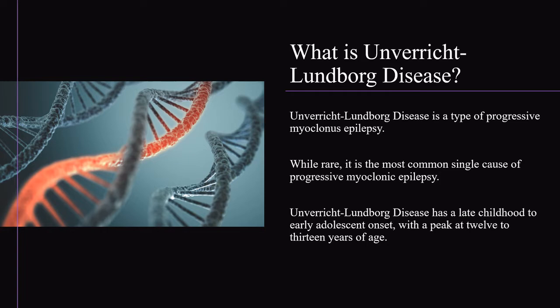Unverricht-Lundborg disease is a type of progressive myoclonus epilepsy. While rare, it is the most common single cause of progressive myoclonic epilepsy. Unverricht-Lundborg disease has a late childhood to early adolescent onset, with a peak at 12 to 13 years of age.